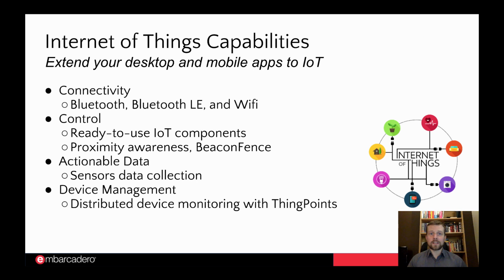We also have great Internet of Things capabilities. This provides great connectivity for Bluetooth and Wi-Fi, and we have a large number of ready-to-use IoT components. One particularly interesting one is proximity awareness, or beacons. We also support actionable data with a wide variety of sensors, and you can have fantastic device management with distributed device monitoring.